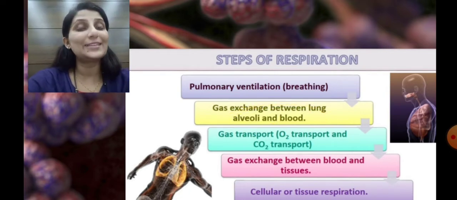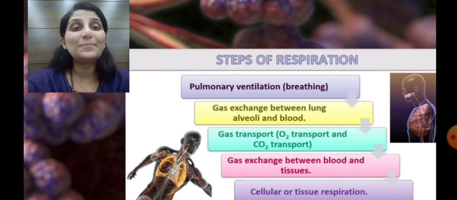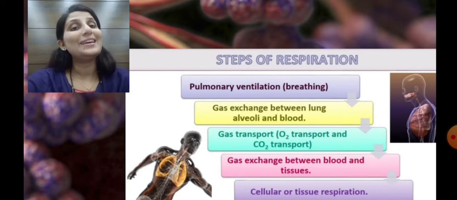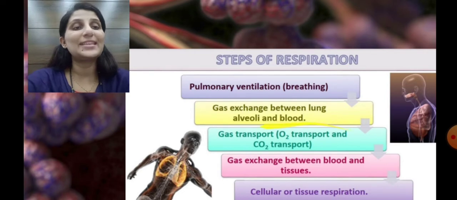We have learned that the alveoli is vascularized, or it is richly supplied with blood capillaries. And all these capillaries join together to form the pulmonary vein. And this pulmonary vein takes the blood from the lungs to the heart. That is the left atrium that we had studied in the chapter Body Fluids and Circulation. And from the heart, it reaches all parts of the body. And that is the third step, that is gas transport.